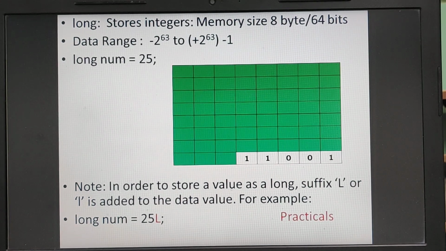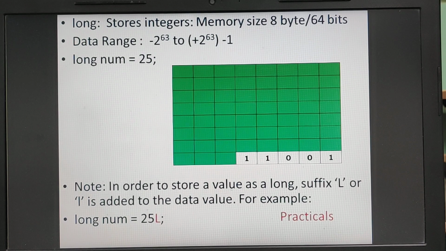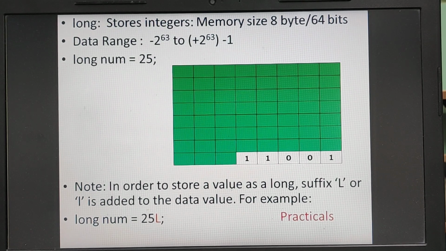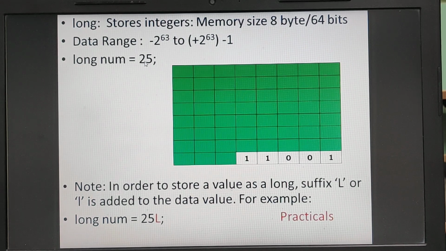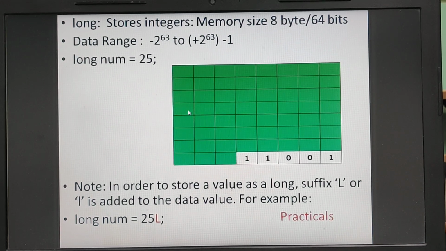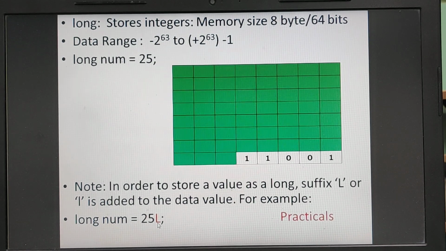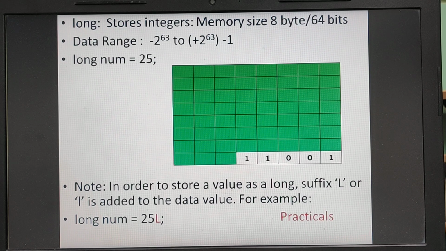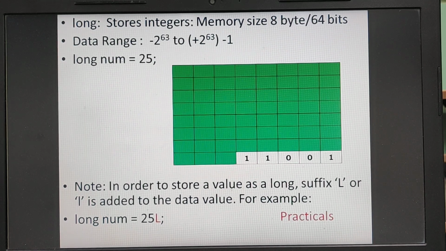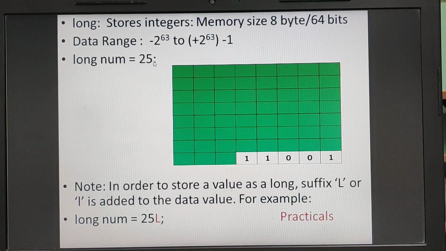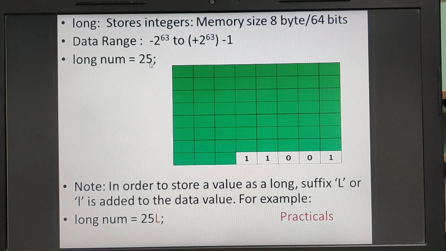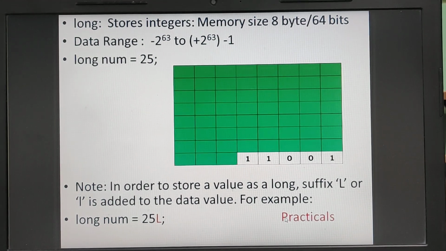It's like you carry a 1 liter bottle with probably 2 to 3 sips of water, and the remaining bottle is a loss because you really can't use that for any other purpose. Now, very important for us to understand is, if I really want the long to occupy the actual 8 bytes of memory, then the number 25 should end with the suffix L, which is very important. If I do not write L, then it will not take memory beyond the int size. So let us see in a practical.